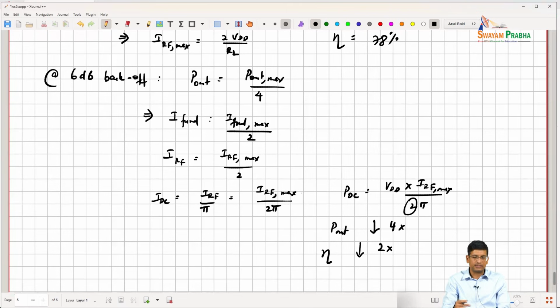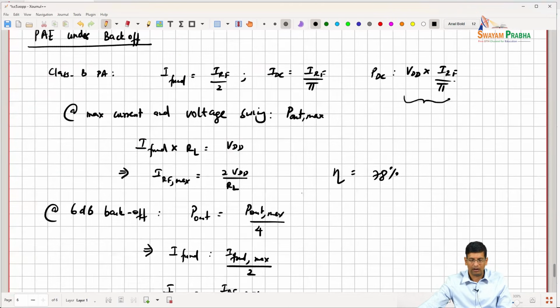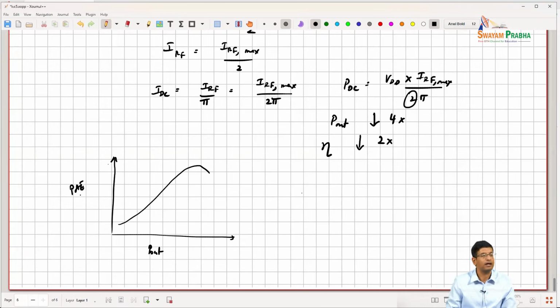Now, what is true is that if I think about my efficiency, my PAE, as a function of P out, it might look like this. There might be a peak point where I get the best efficiency, but when I'm going 6 dB backed off, I see that I'm already down 2x in a class B, for example.